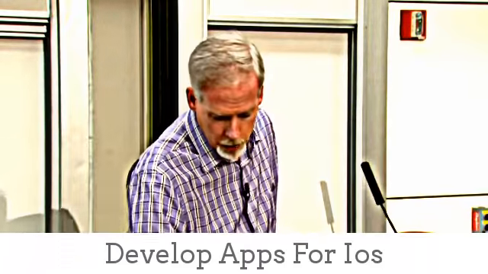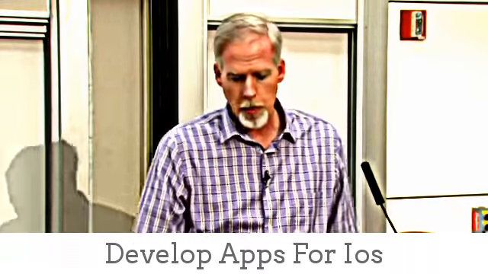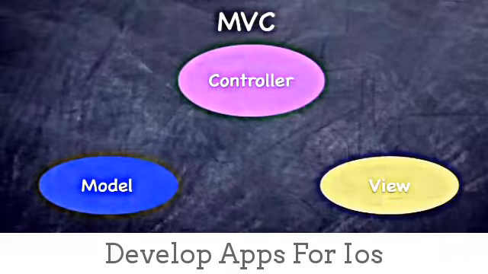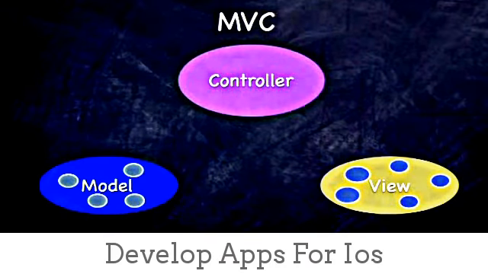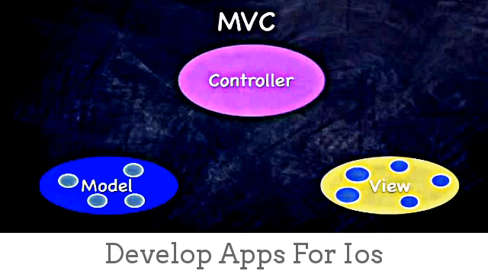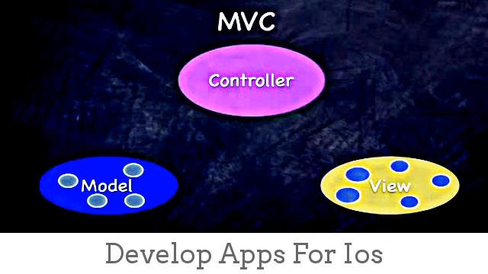So let's talk about Model View Controller. What is Model View Controller? The main idea is we're going to take all the objects in our program and put them into one of three camps. We're going to put them in the model camp, the controller camp, or the view camp. Model View Controller, that's why we call it that. Model, controller, or view. Now, what are these three camps?